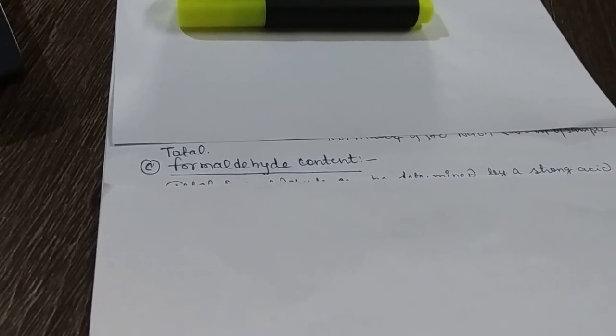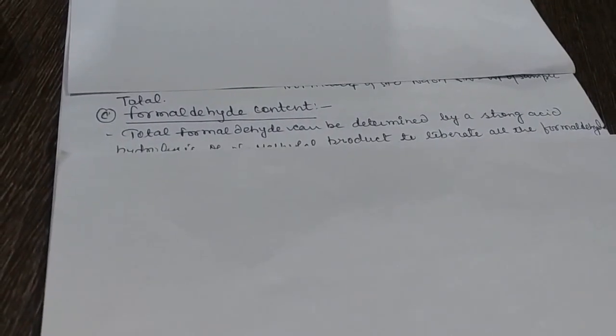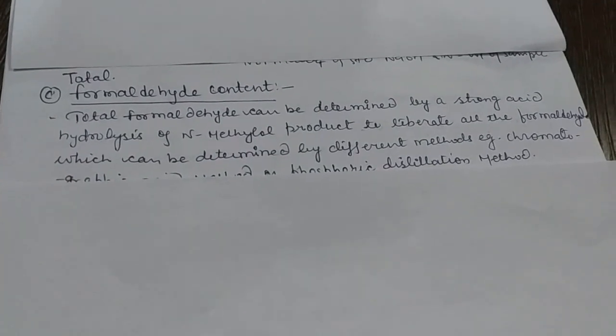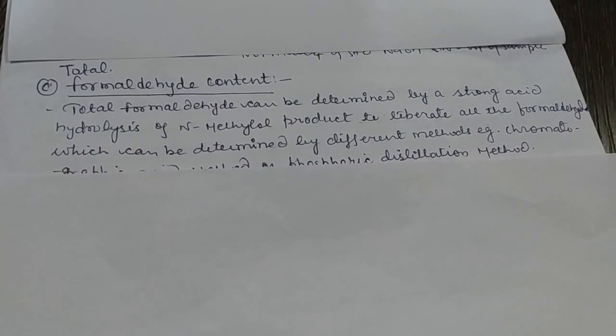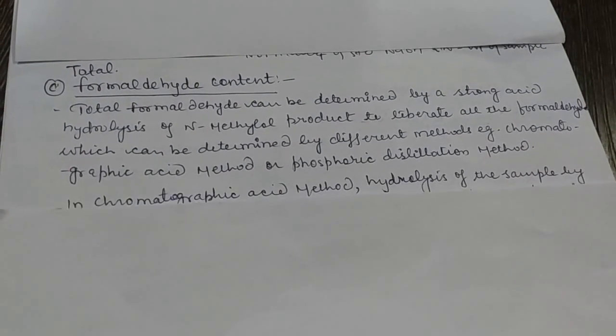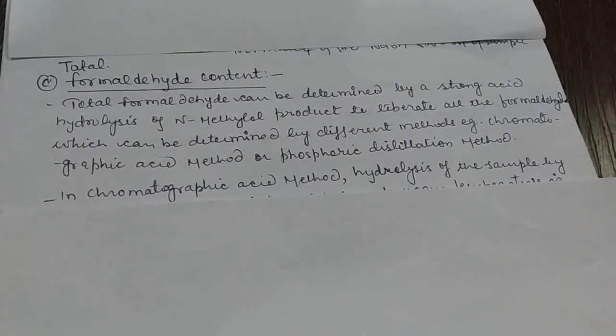Now in this lecture we will discuss the estimation of total formaldehyde content in any resin which is formaldehyde based. Total formaldehyde content can be determined by a strong acid hydrolysis of N-methylol product to liberate all the formaldehyde, which can be determined by different methods, for example, the chromotropic acid method or the phosphoric acid distillation method.